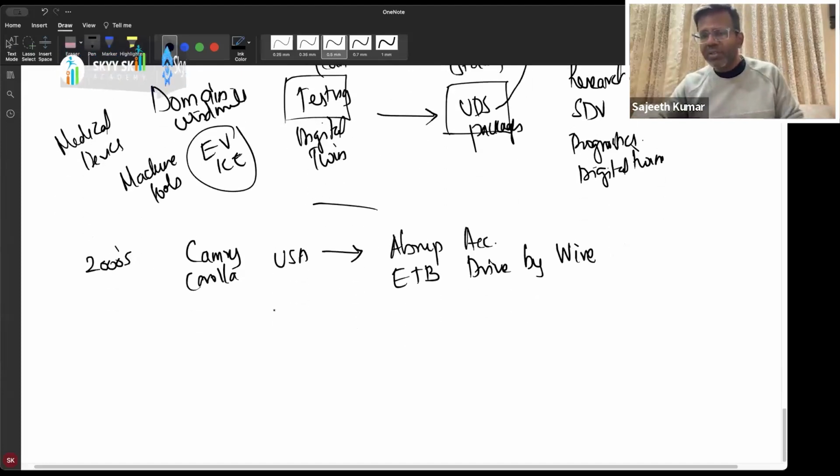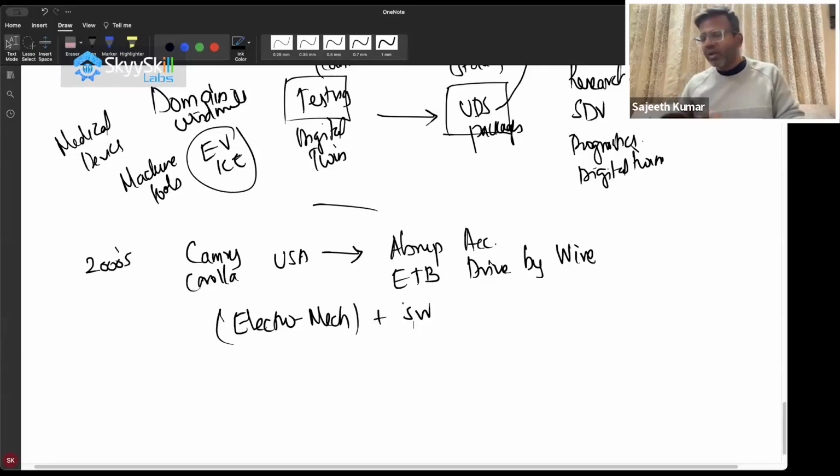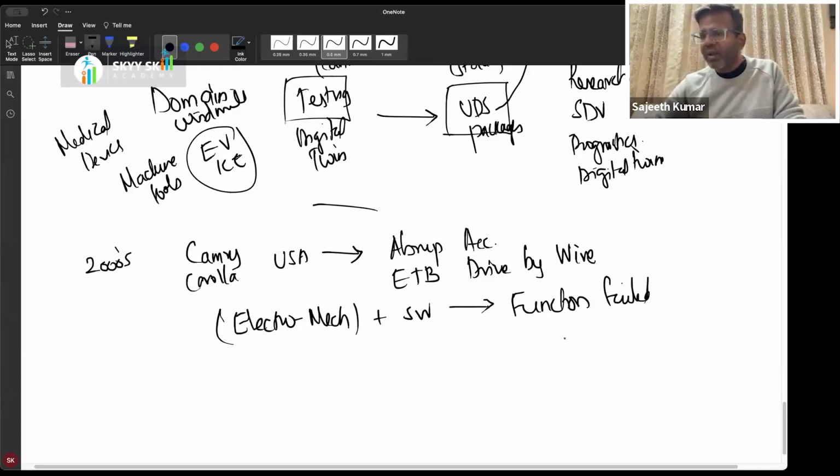So what happened was there was an electromechanical component, right? Electromechanical also means there is going to be a software component you introduced in order to have some benefits, which is basically emissions, right? Emission benefits would have been there. But now what happened was this function failed. And when it failed, there was a catastrophic effect, right?